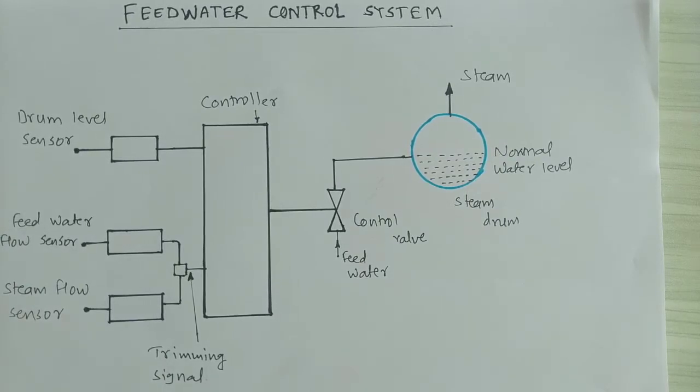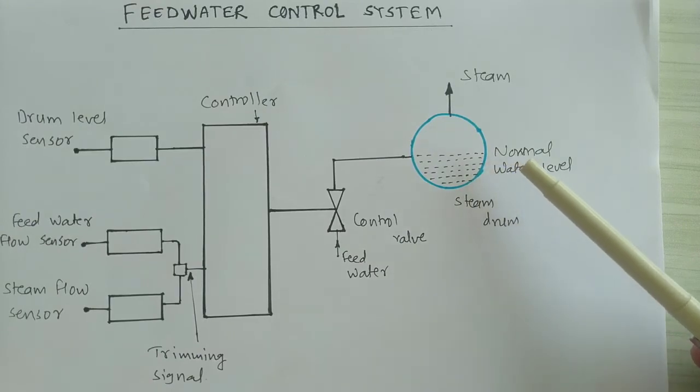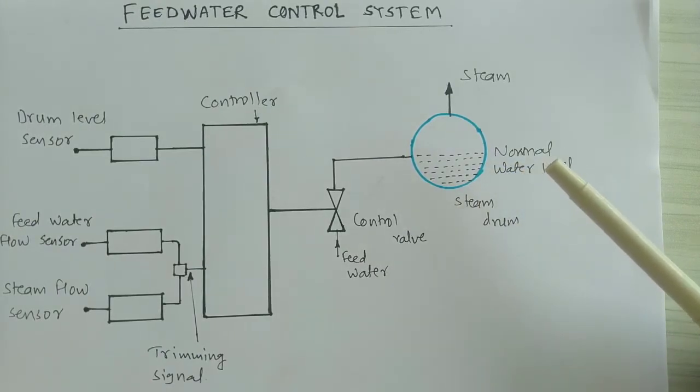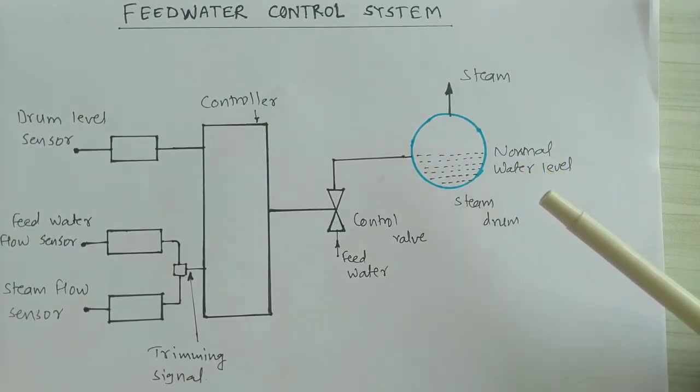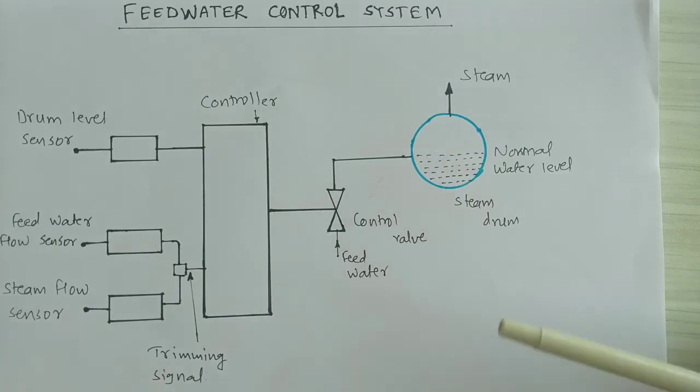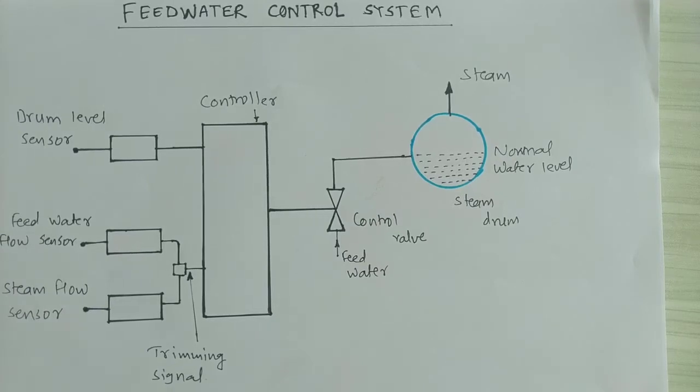This system maintains the level of the water in the steam drum. Normally the water level in the drum is maintained half full, up to the diametral plane. It consists of three elements: first is the drum level, second is the feed water flow, and third is the steam flow. These are the three elements of the automatic control system.